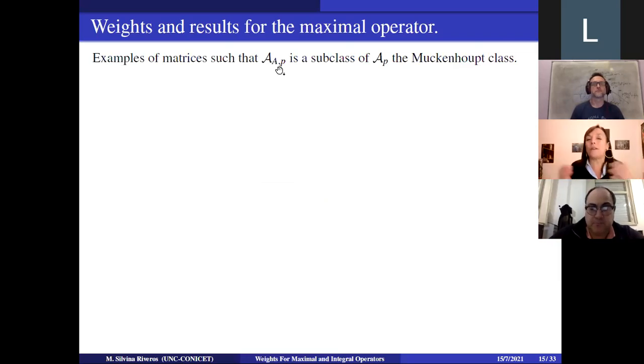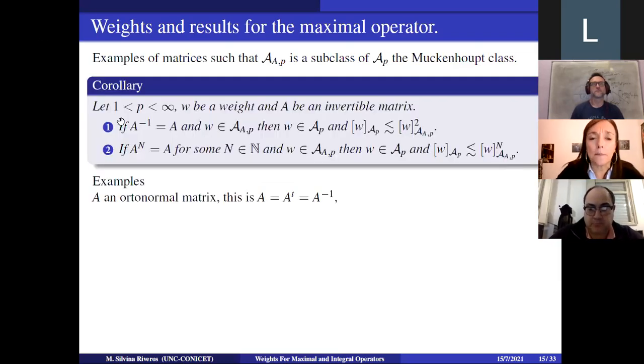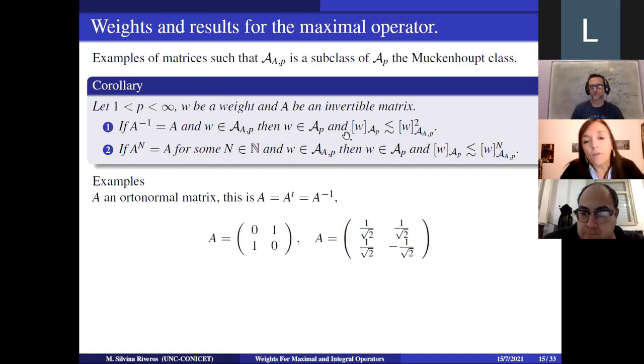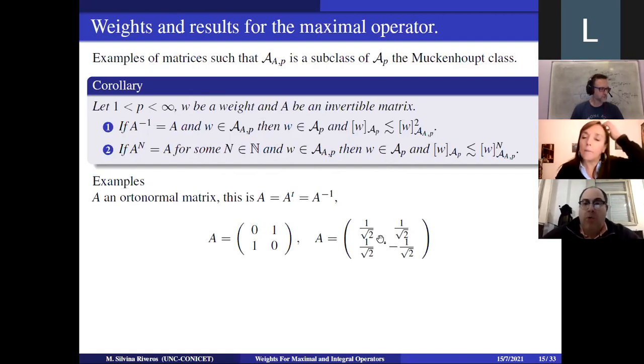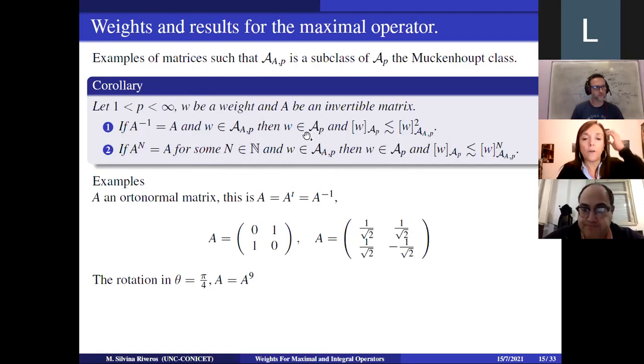Here, maybe asking a lot for any inverse matrix is too much, no? So we have some conditions. For example, if we have a matrix that is equal to its inverse, then if we have a weight in A sub AP, then the weight is in AP. And if we have, for example, a matrix that for some n, A to the n is equal to A, then also we have this inclusion, no? But asking something of the matrix. If we ask this condition of the matrix, we have that A sub AP is a subset of AP. For example, if we have an orthonormal matrix like this, we have this inclusion, or for example, the rotation in R^2 by pi over 4, it also will satisfy this condition.